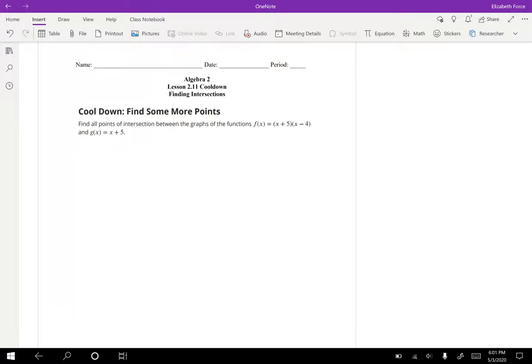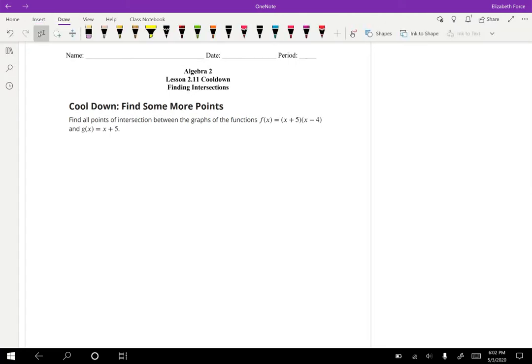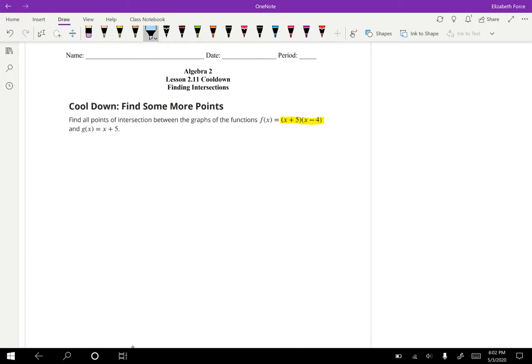In lesson 2.11, cool down, we are going to find the points of intersection for the polynomials f of x and g of x. F of x is this one, which is a quadratic in factored form, and g of x is this one, which is just a linear function.